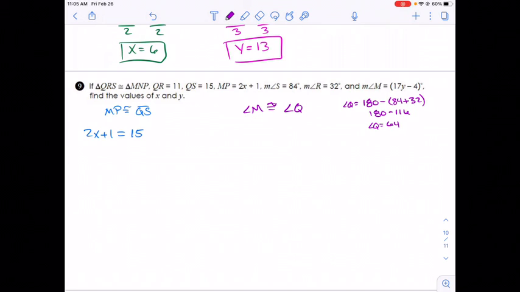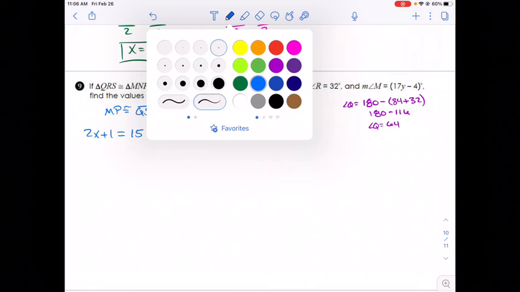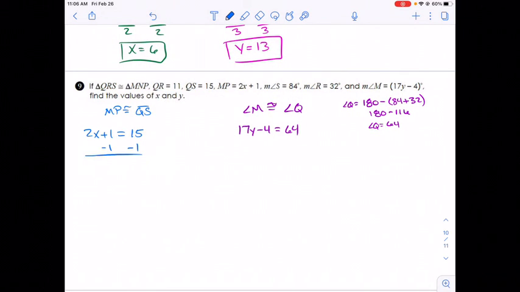So now, when we put M over here, we have, excuse me, not 2x, we have 17y minus 4 equal to 64. So we found all our measures here. We can now solve for x and y. So let's go back here. We're going to subtract 1. 2x is equal to 14. After we divide by 2, x is equal to 7. So there's our first answer.